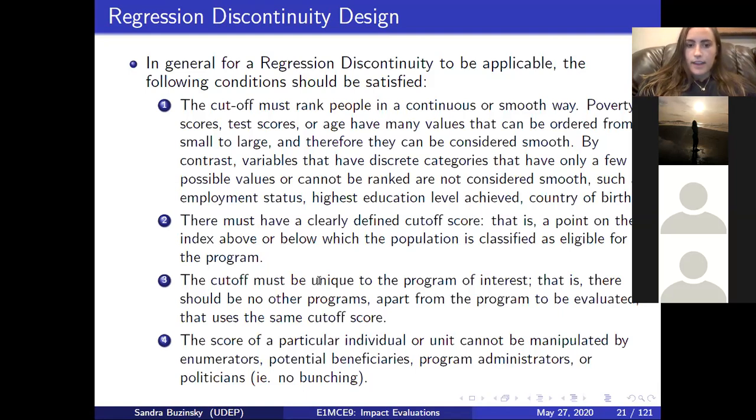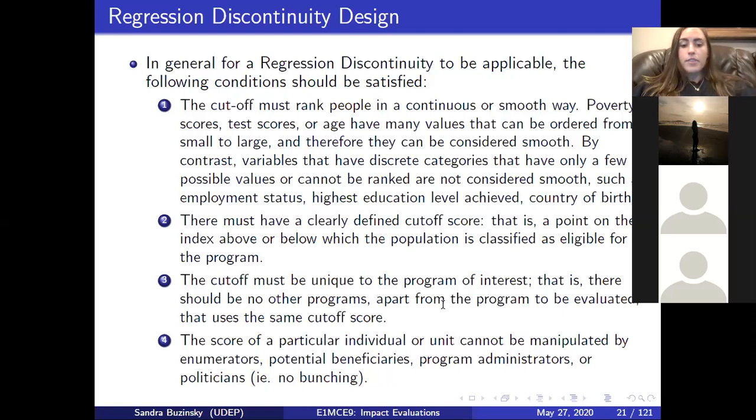Okay, and then as I said, we need the cutoff to be unique to the program of interest, because if there are two programs with the same cutoff score, we won't be able to distinguish the two effects, because then you can assume that your treatment group is also treated by another program. So that's really harmful and you should be watchful of that. It can happen with government programs especially.